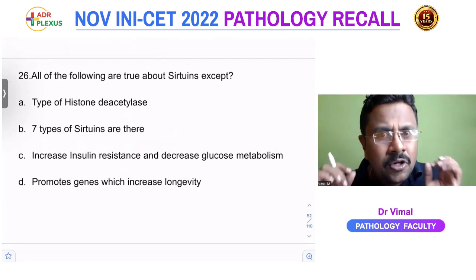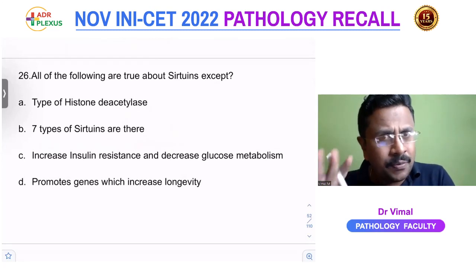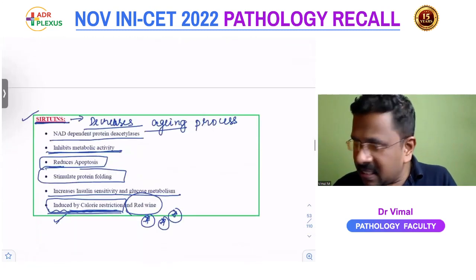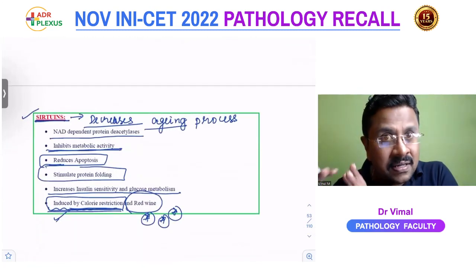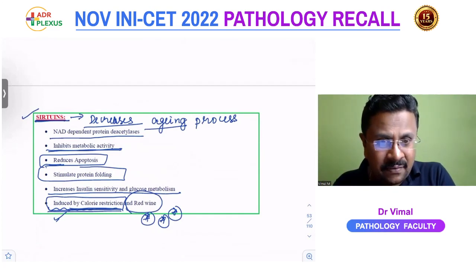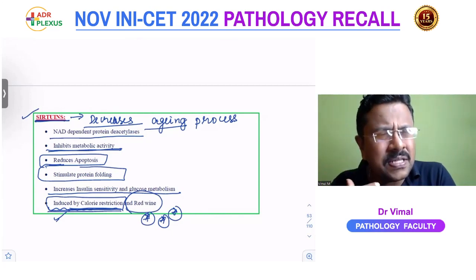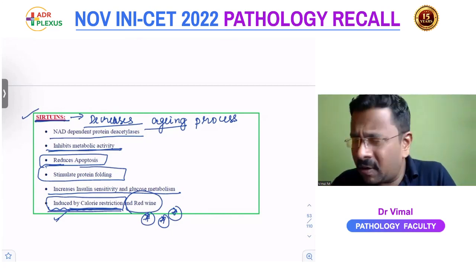All of the following are true about sirtuins except. This is a point I repeatedly stressed during our sessions, and I hope you remember it. Let us see what we have discussed about sirtuins. We discussed that they are NAD-dependent protein deacetylases, and they inhibit metabolic activity. Sirtuins also reduce apoptosis, and they increase longevity.